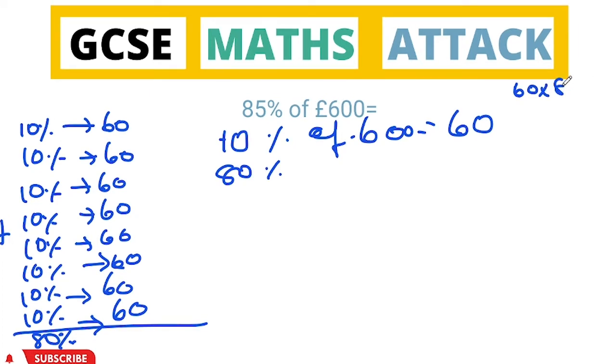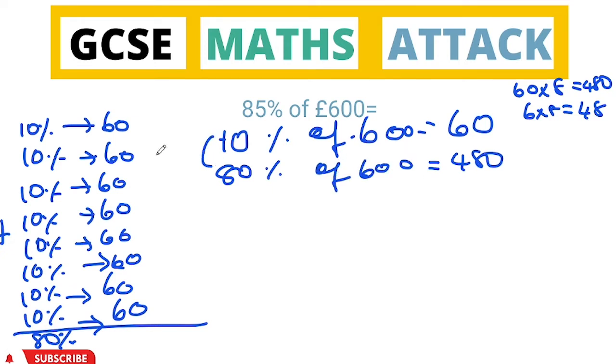60 times 8, so I can manipulate this. 6 times 8 is 48. So 60 times 8 will be 480. So that will be 480. So all I've done is times that by 8, and all I've done is times that by 8.